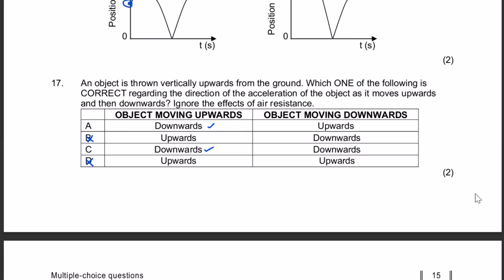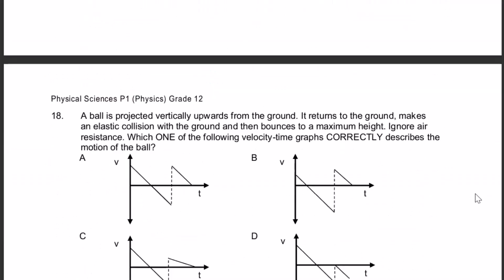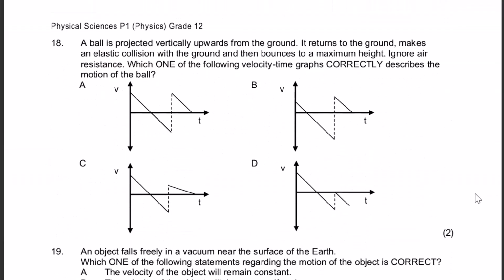So also moving downwards, even if you're moving downwards, your acceleration is still going to go where? Downwards, right? So according to this, the only one that matches all these is going to be option C. Object is moving upwards, your acceleration is going to be downwards. Object is moving downwards, your acceleration due to gravity is also going to go downwards there.